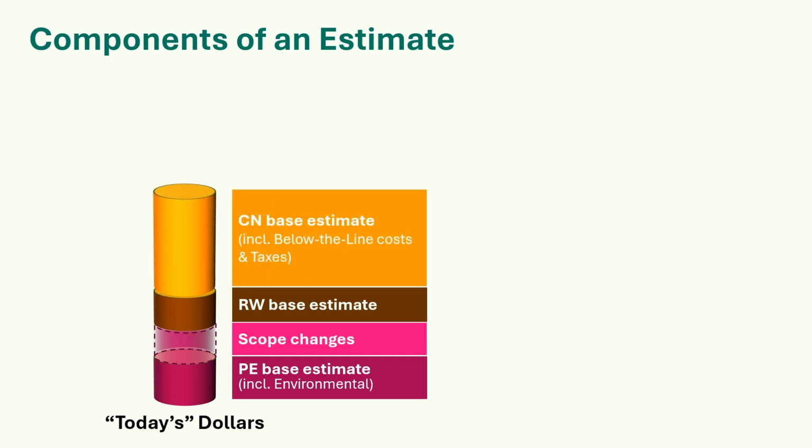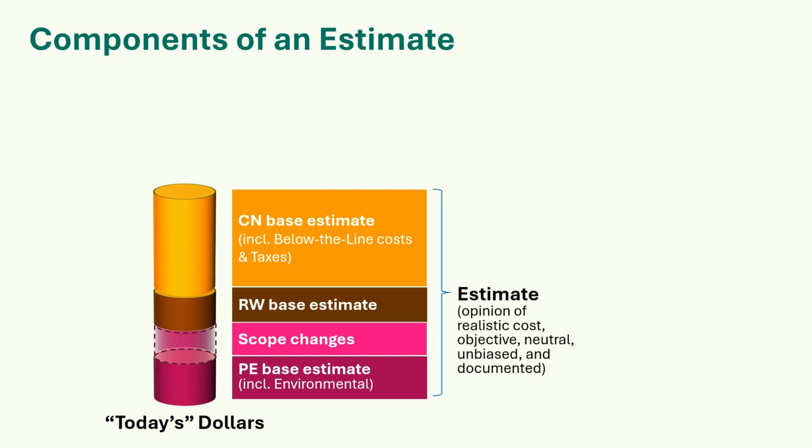Construction base estimate. This includes WSDOT's contract administration, office engineering, including the management, inspection, compliance monitoring, closeout, and nearly everything in the construction phase, including the contractor's payments. It also includes below-the-line costs and taxes. This constitutes the estimate, which is an opinion of realistic cost. It is objective, neutral, unbiased, and documented.